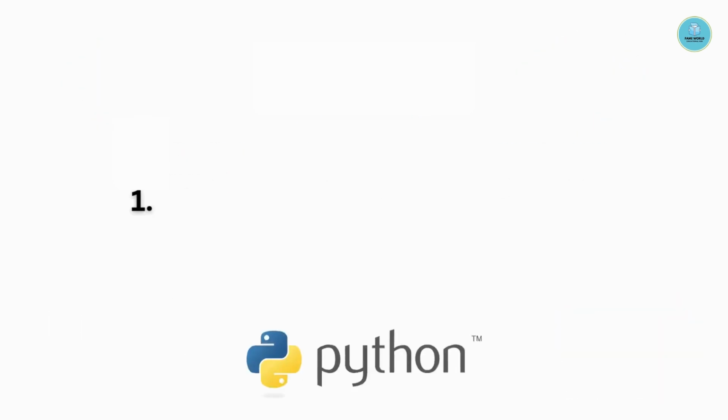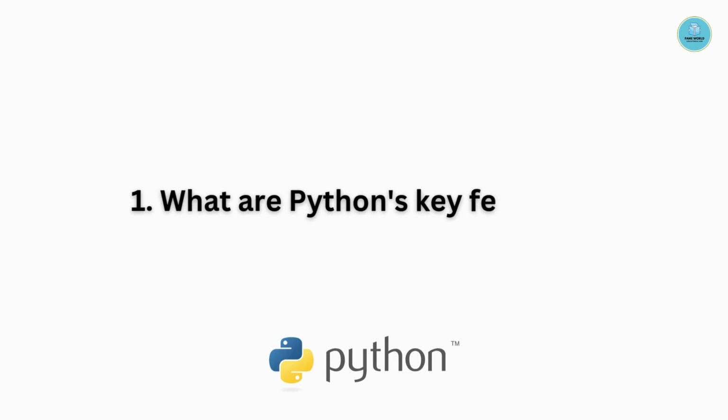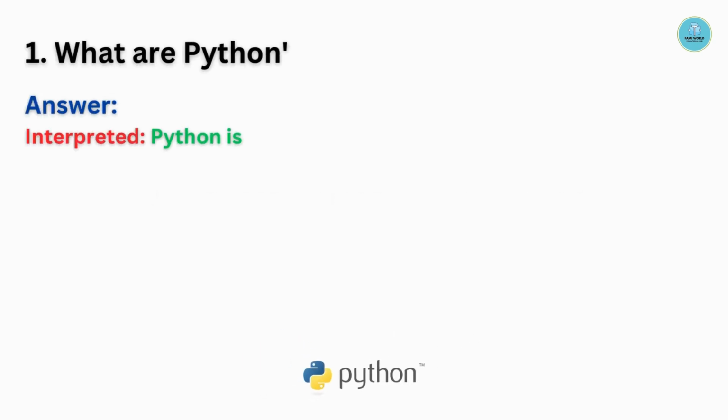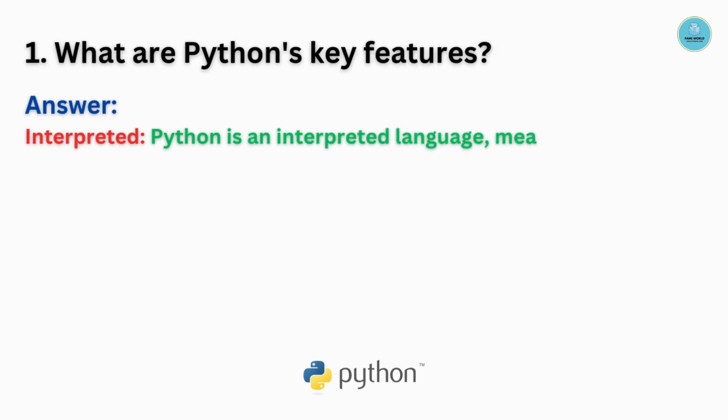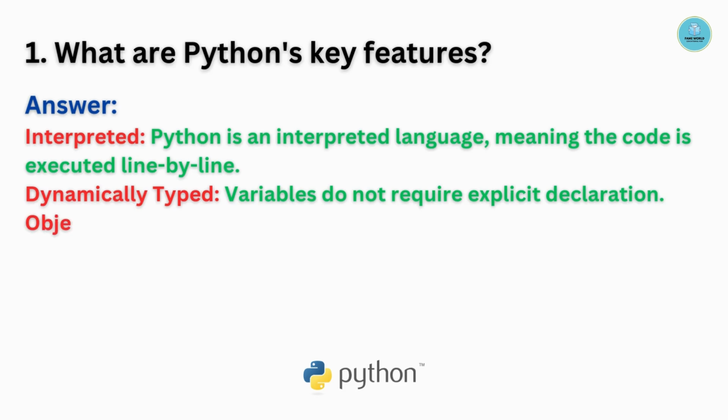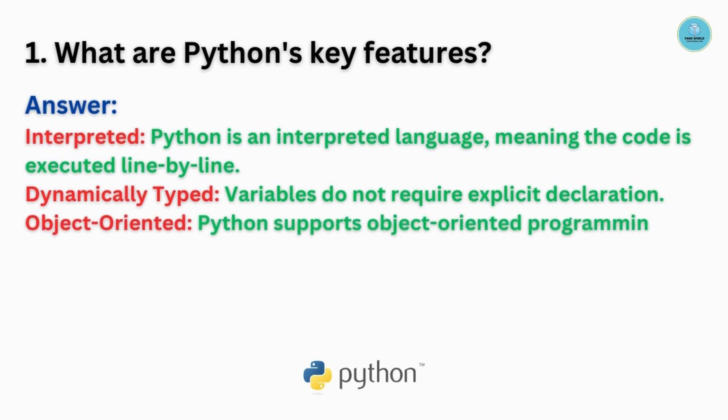Question 1. What are Python's key features? Interpreted, dynamically typed, object-oriented, extensive libraries, platform independent. When we talk about interpreted, Python is an interpreted language, meaning the code is executed line by line. It is dynamically typed, that means variables do not require explicit declaration.